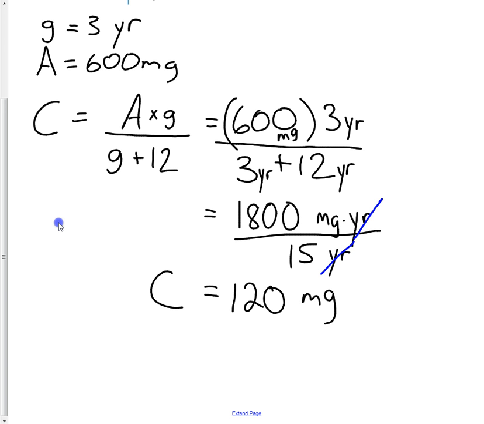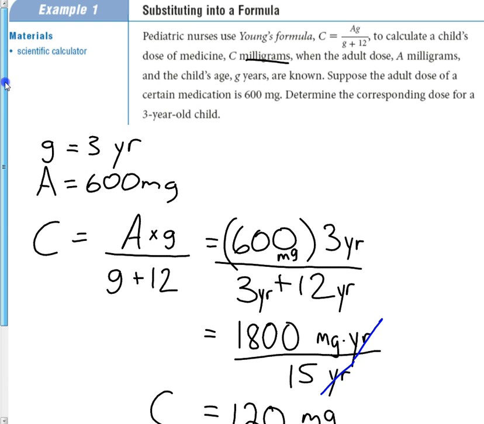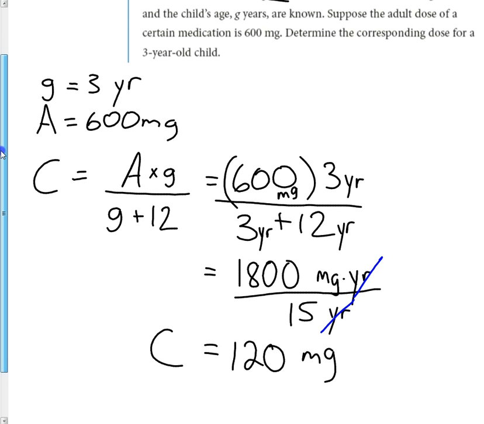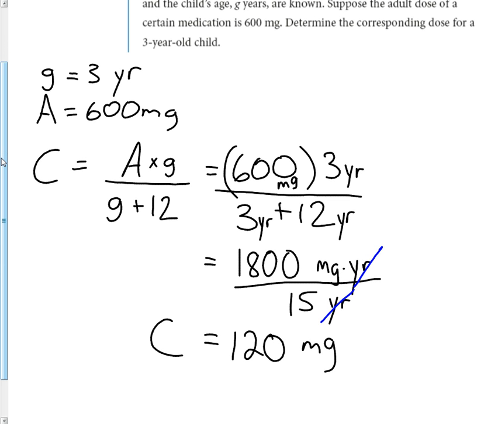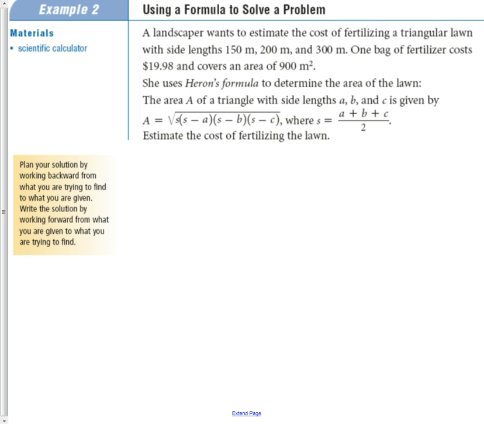So it's a really easy example of a formula to use. Order of operations, first we're going to multiply in the numerator or add in the denominator, and then finally do division. Let's move on to example 2. So this one is a formula that allows us to calculate the area of any triangle with side lengths A, B, and C.